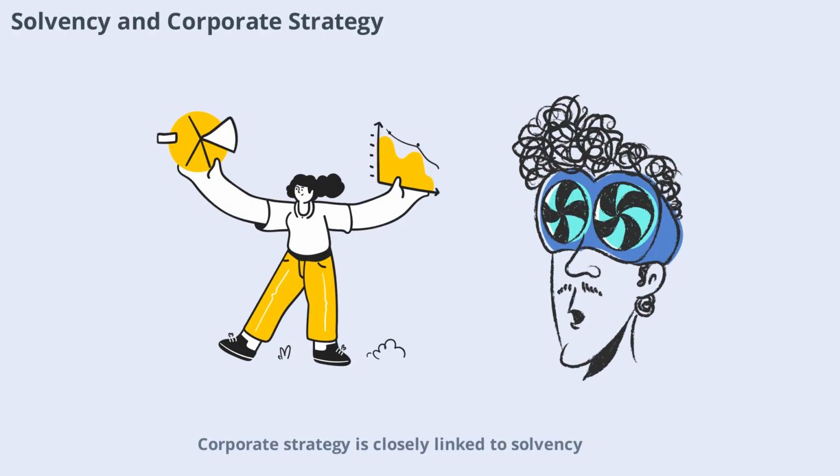Corporate strategy is closely linked to solvency. Companies with strong solvency ratios have more flexibility to pursue new opportunities, invest in growth, or weather economic downturns. On the other hand, weak solvency can limit strategic options and increase vulnerability to market changes.